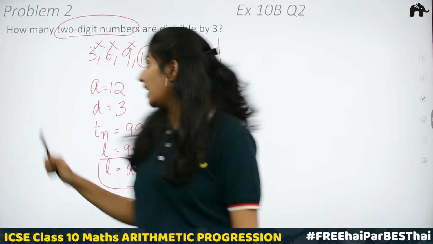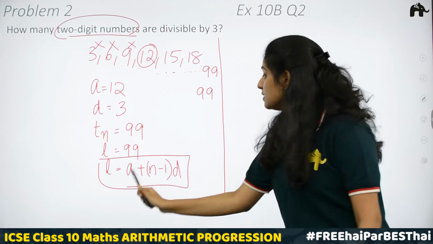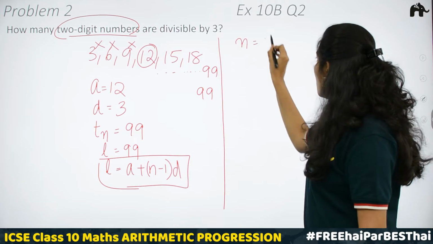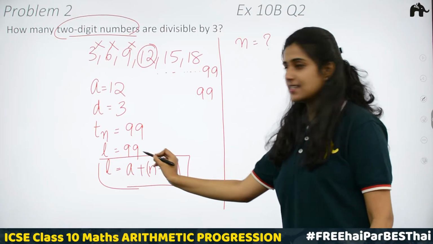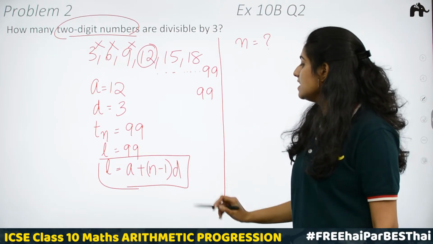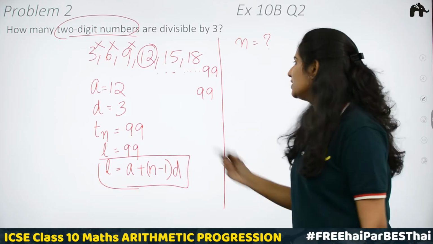What do we need to find? How many 2-digit numbers are divisible by 3? Which means we have to find the number of terms n. Yes. All other quantities are known. We know what L is. In this case, L is 99. A is 12 and D is 3. Then easily we can substitute the values.